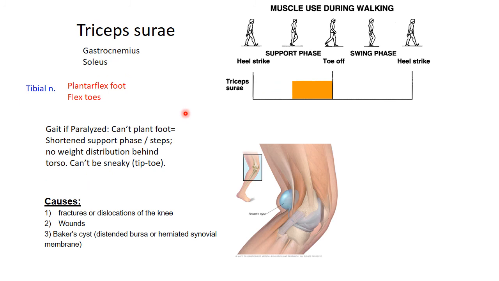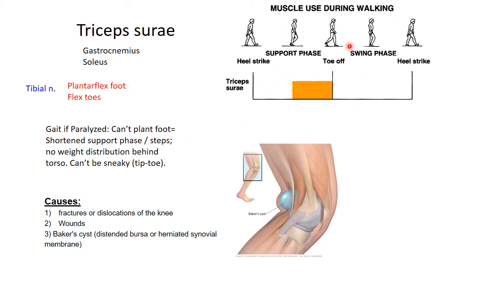Okay, just two more. The triceps surae, which is gastrocnemius and soleus, innervated by tibial nerve. That's going to plantar flex and flex the toes, but what really causes the problem is the inability to plantar flex. So just during the support phase, plantar flexion is really important when you're starting to push off with your toe. So going into toe off and you're starting to prevent too much dorsiflexion, you give plantar flexion in order to propel yourself forward. So if you cannot plantar flex, if it's paralyzed, you cannot plant your foot because it's just going to collapse into dorsiflexion.